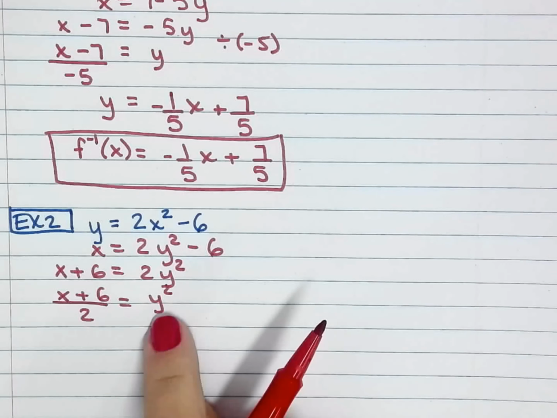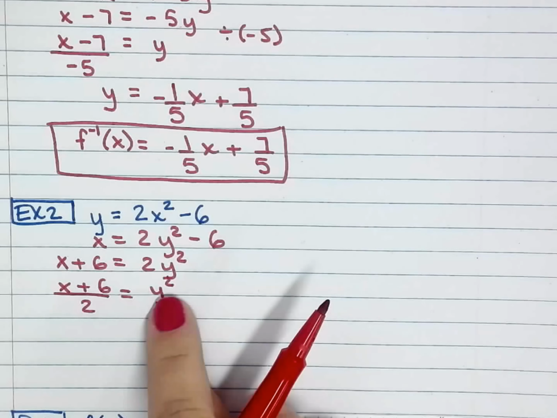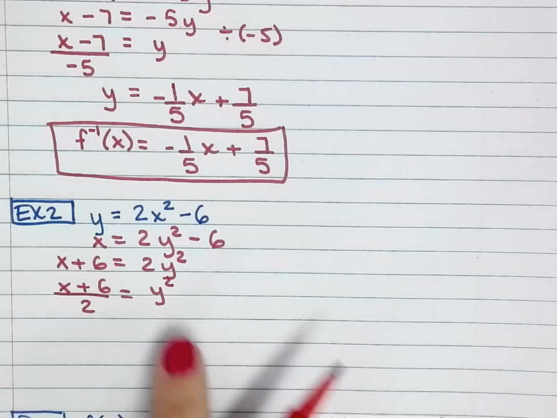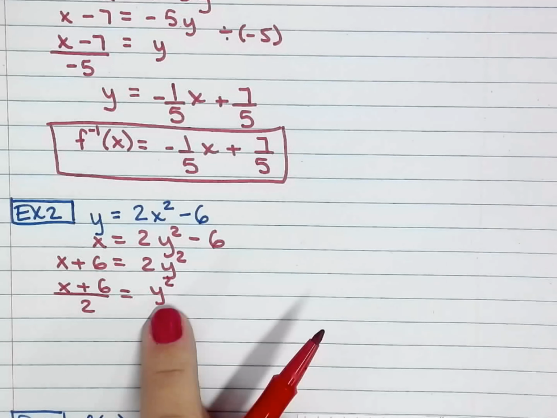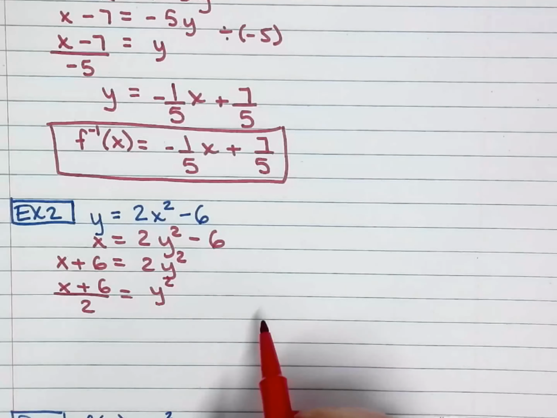Now, I have a square right there. So in order for me to get rid of that square, I need to do the reciprocal operation, and here that will be square root. Now, every time I take the square root of something, it's always going to be plus or minus.